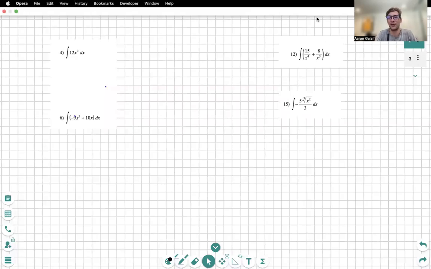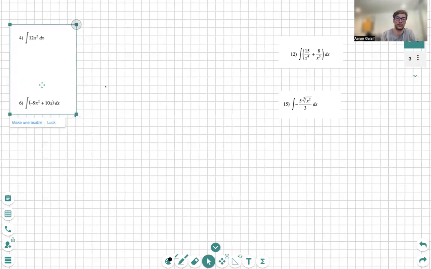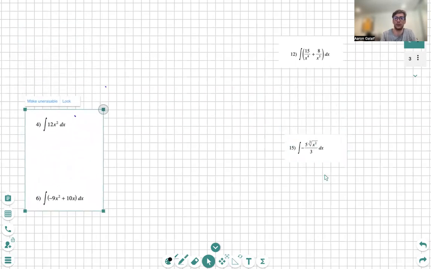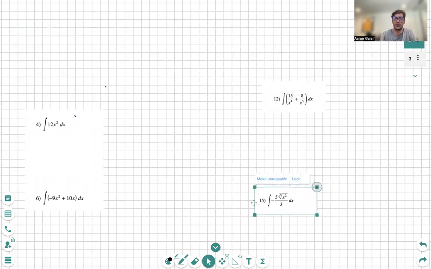Hello. In this video, we are going to go over power rule integration. So we're going to integrate the power rule. In another video, we have gone over the derivatives of the power rule. This one, we are going to integrate the power rule. So let us go over the basis of the power rule first, just like we did in derivatives.